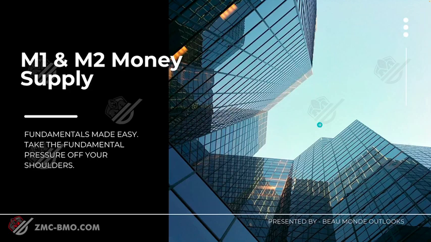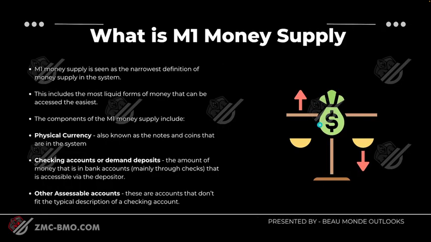So, what is M1 and M2 money supply? Let's start off with what is M1 money supply. M1 money supply is seen as the narrowest definition of money supply in the system. This includes the most liquid forms of money that can be accessed the easiest.